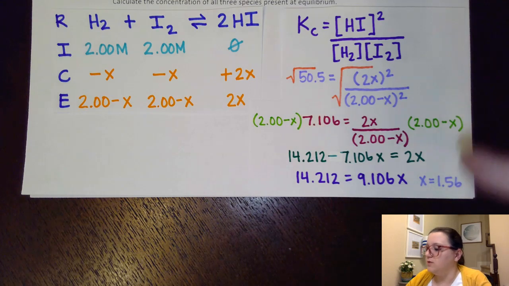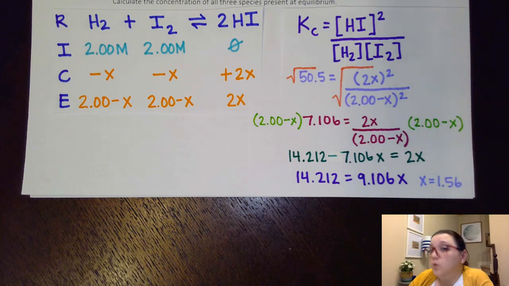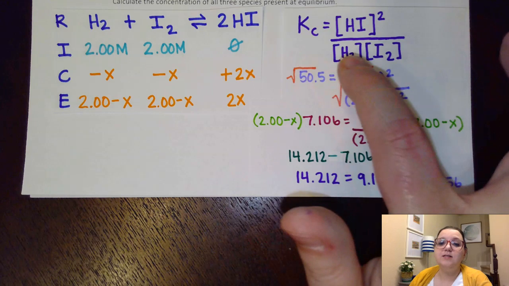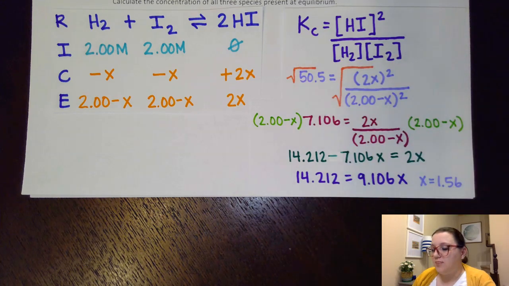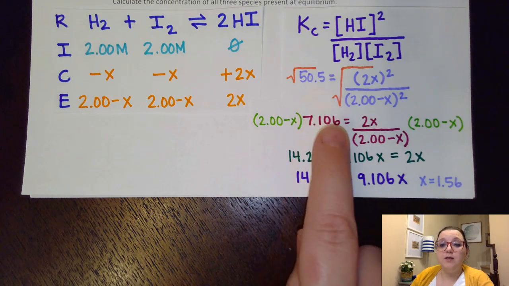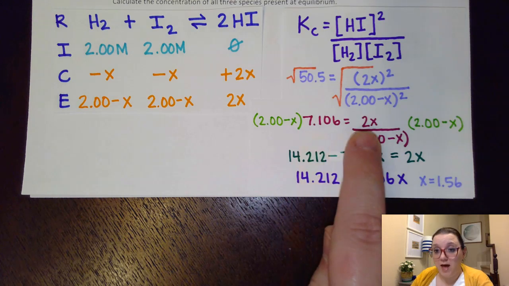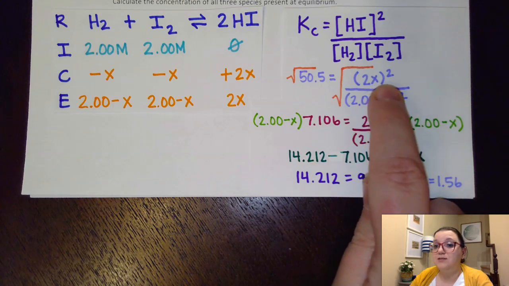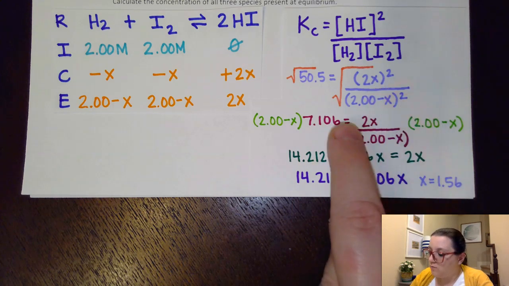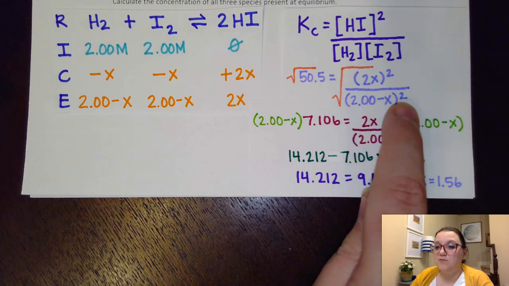So now what I need to do is start trying to solve this. And the first thing I notice is that both the numerator and the denominator are squared. So if I square root that whole side, I can undo those squares. And remember, what I do to one side, I have to do to the other. So you can see here in pink, what I did is I square rooted both sides. And what that left me with is what you see here in this dark pink. The 50.5 square rooted gives us a value of 7.106. That is equal to 2x, because again, when I square rooted this, that got rid of that square, over 2.00 minus x, because again, when I square rooted up here, that got rid of that square.